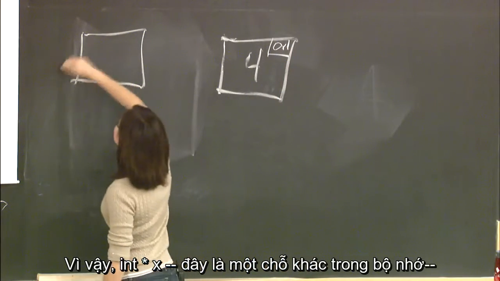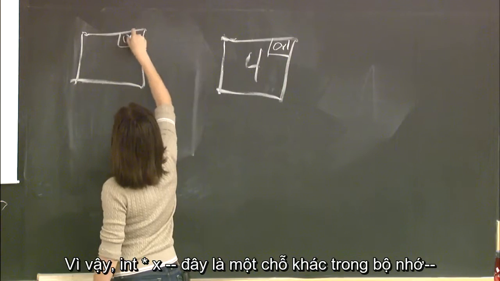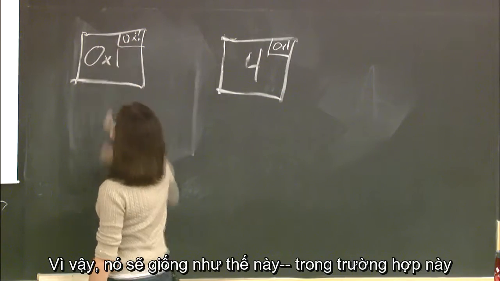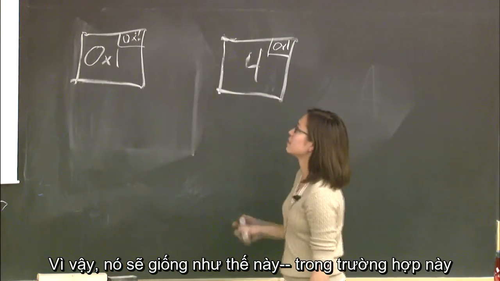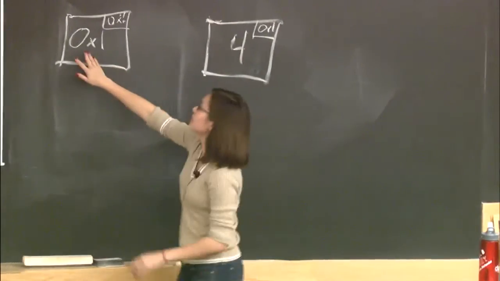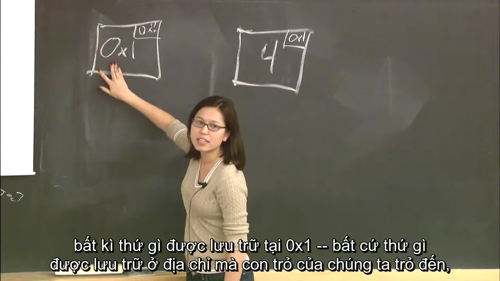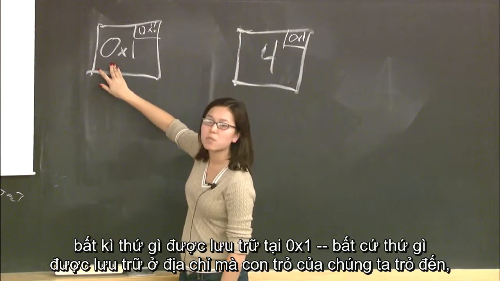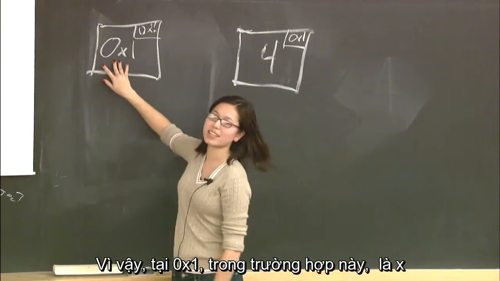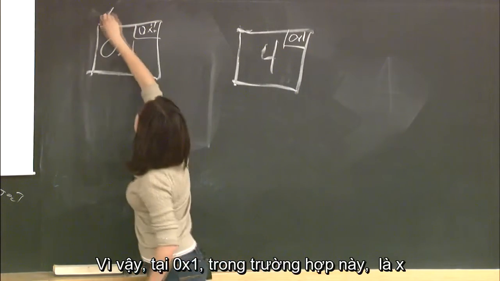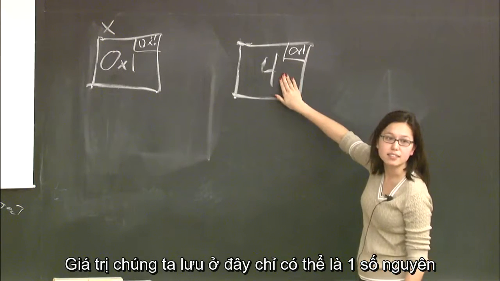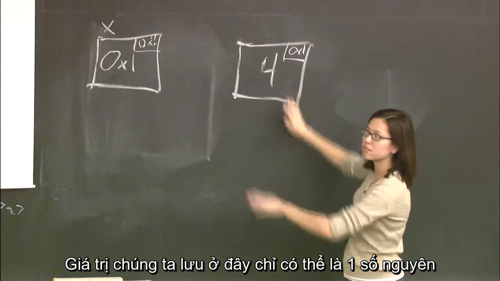So int star x, this is some other slot in memory. Who knows what it is? But it's going to store an address here. We're going to get to how this goes in. But whatever is stored at 0x1, whatever is stored at the address that our pointer holds, has to match up with what we've designated. So at 0x1 in this case, if this is x, this can only ever be an int while we're using this, okay?